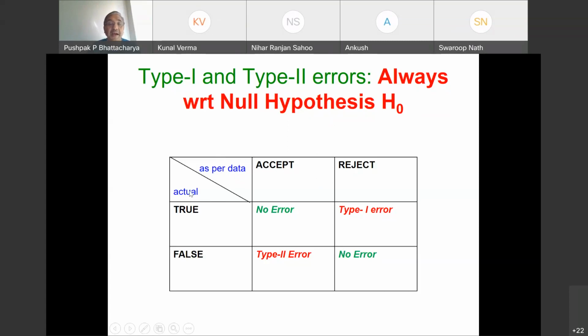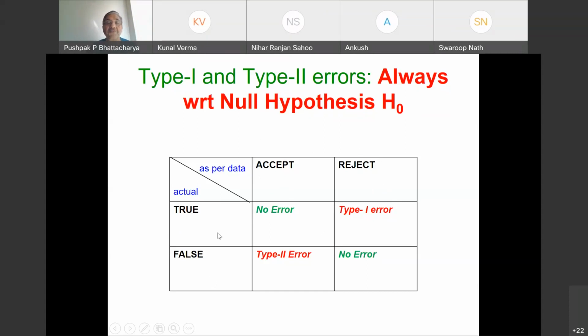And the hypothesis can be actually true or actually false. Actually means independent of observation or data. Some oracle, some entity which has intricate knowledge of the situation, not really dependent on the observation of the data in front of me. So that tells me whether the hypothesis is actually true or false. And as per data, we can say I accept the hypothesis or reject the hypothesis.